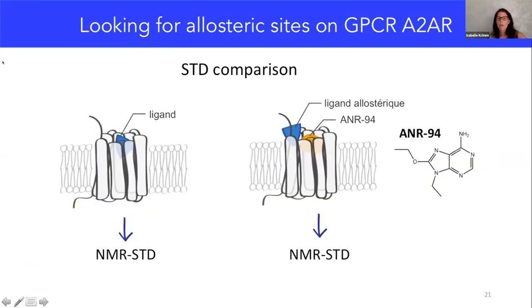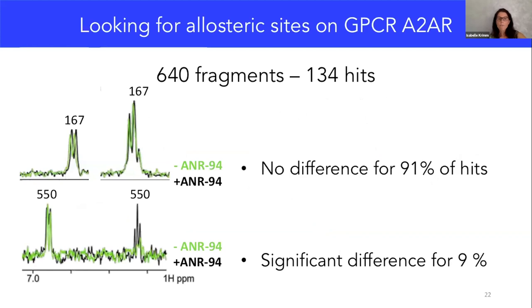So STD is very powerful to look for allosteric sites on a GPCR, and the idea is to compare STD experiments in the absence or in the presence of a compound that will bind at the catalytic or orthosteric binding site, what is called orthosteric here for GPCR. And just to show you some statistical data, looking at all the hits we had for the GPCR, we observed no differences for most of the hits, but we were able to see some differences for 9%.